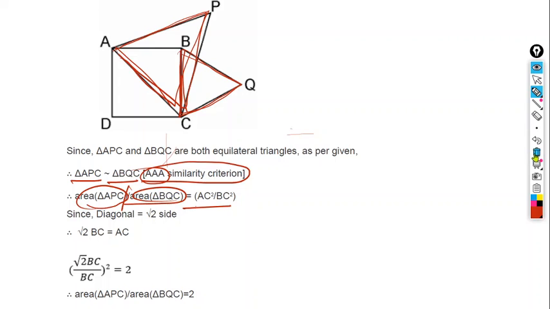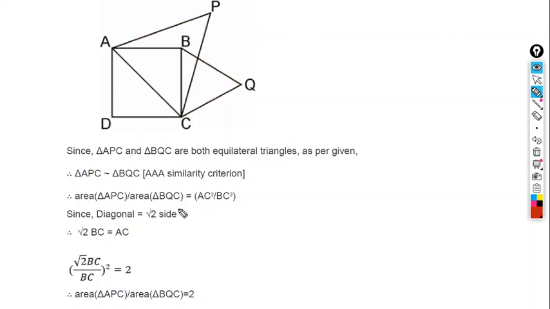Now again, if you remember in class 9, we have studied the diagonal of a square. Diagonal of a square is equal to root 2 into one of its sides. Therefore, root 2 into BC, root 2 into side will be equal to AC. So, root 2 into BC equals AC.